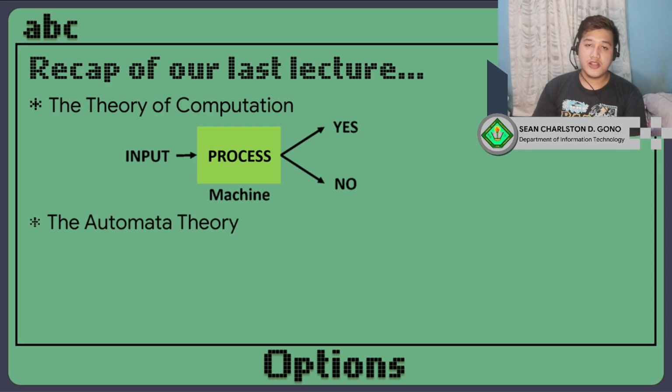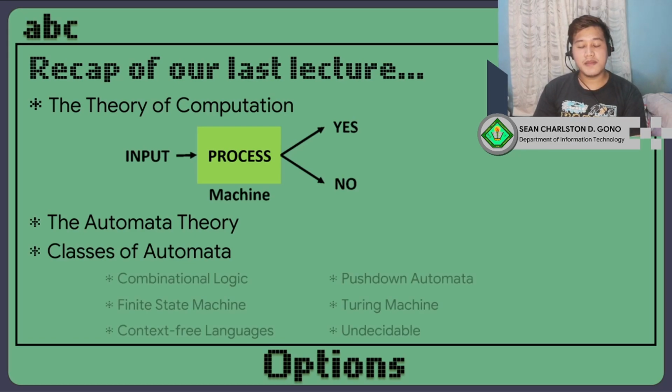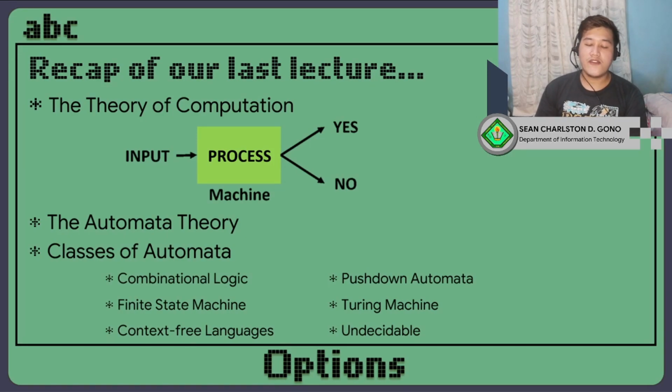We also talked about the automata theory, and of course, the classes of automata and its layers. So automata has 6 layers, starting with combinational logic, then we have finite state machine, context-free languages, push-down automata, Turing machine, and of course, undecidable.